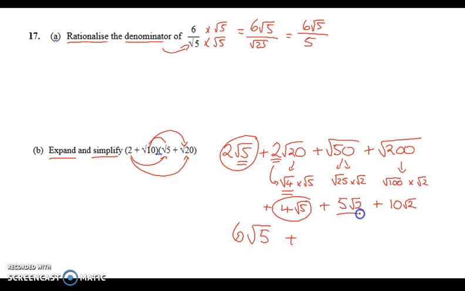Plus, well, we've got 5 root 2s. And then we've got 10 root 2s. So how many root 2s is that when you add them up? 5 plus 10 is 15 root 2s. And that should be us fully simplified.